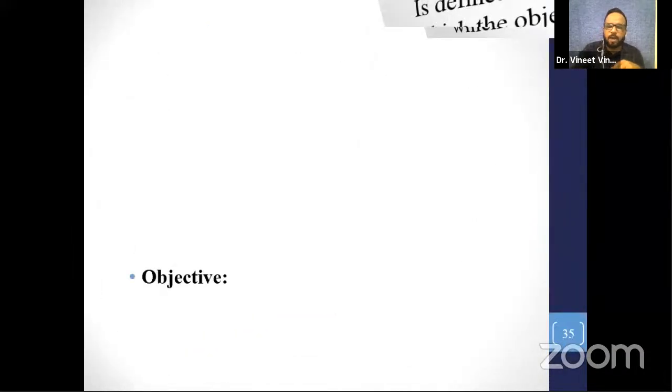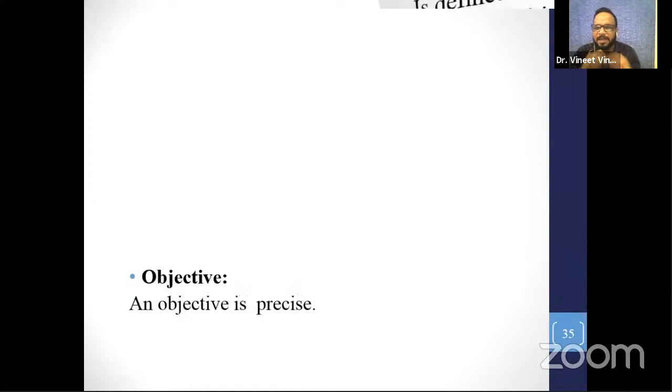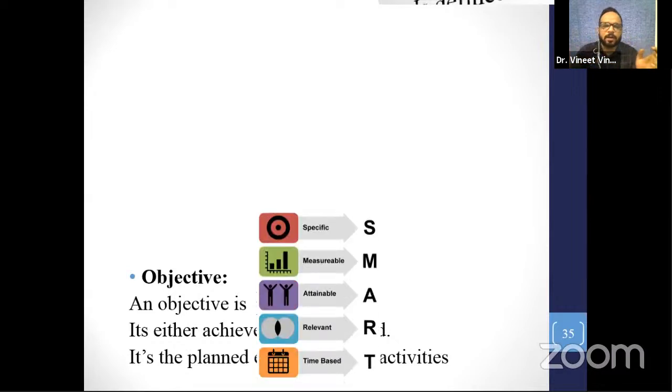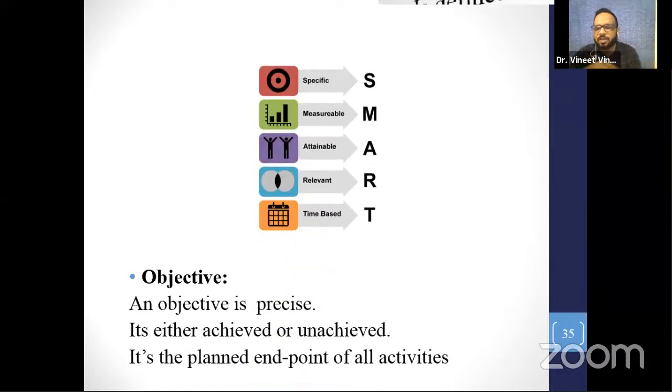So coming to objectives, objectives are precise. You have to be very specific about objectives. It's either achieved or unachieved. And it is the planned end point of all activities. So every small activity will have an objective, which is coming towards the goal. Goal is the overall achievement which you are going to get. Okay, so your objective has to be SMART. It has to be specific, measurable, attainable, relevant, and time-based.